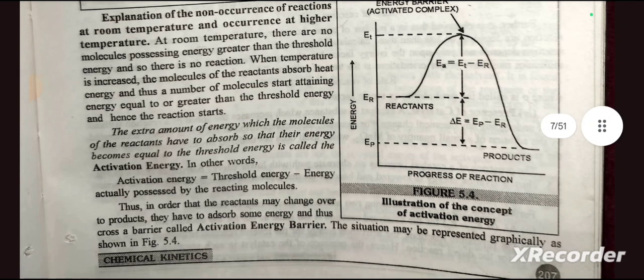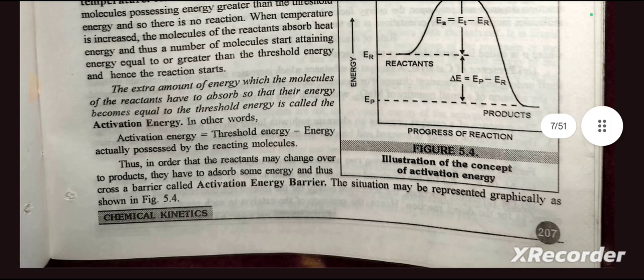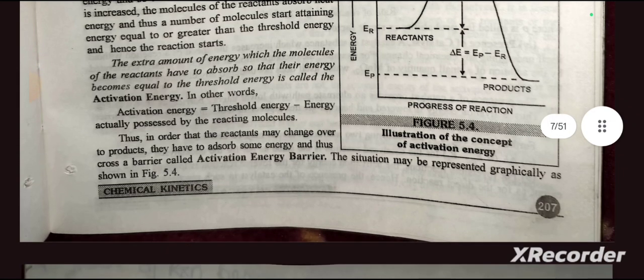Explanation of the non-occurring of the reaction at room temperature and its occurring at higher temperature. At room temperature, there are no molecules possessing energy greater than the threshold energy, and so there is no reaction. When the temperature is increased, the molecules of the reactants absorb heat energy, and thus a number of molecules start attaining energy equal to or greater than the threshold energy, and hence the reaction starts.